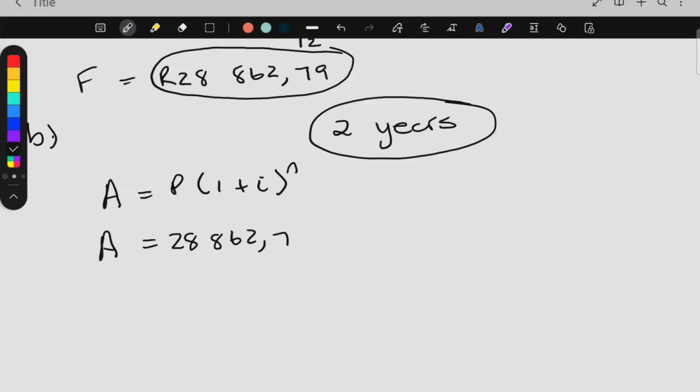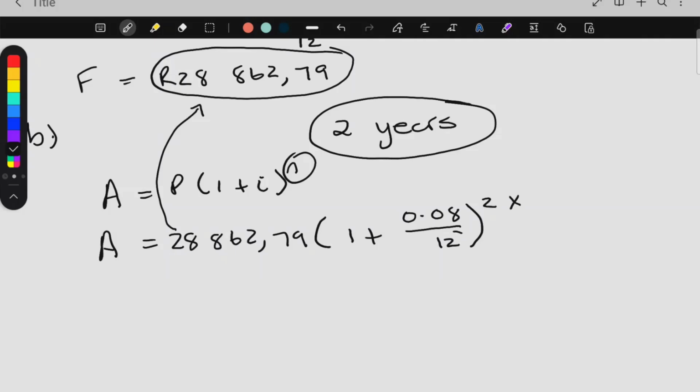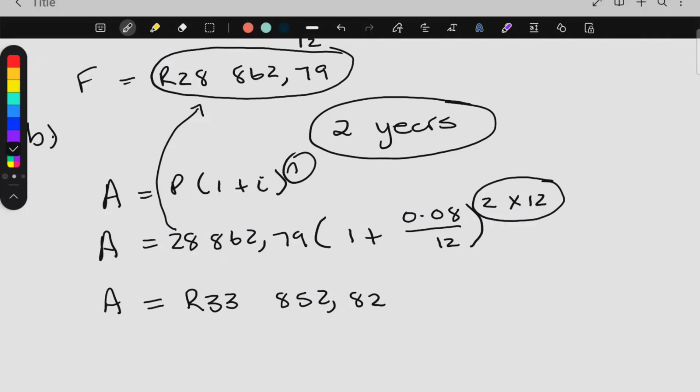We don't know what the final amount is. P is this amount of money that we got in this answer because he's leaving this money in the account to grow. 1 plus I is still the same I. The interest stays the interest. And this N over here, in grade 11 we learned, if this is 2 years and interest is compounded monthly, then we times this by 12. So this over here is actually 24. So you put that all in your calculator. And after 2 years, you will have 33,852.82 in his bank account.